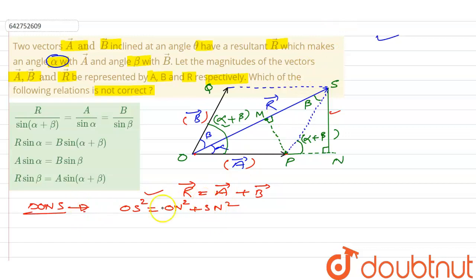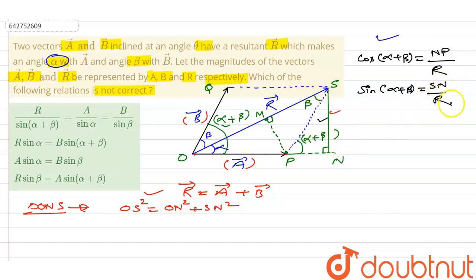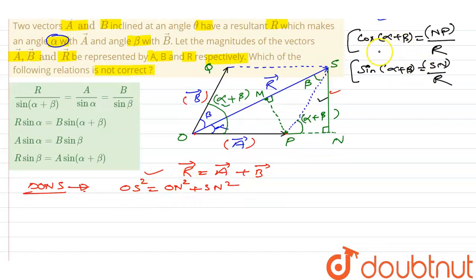After this, if we place the values, at first we will talk about cos alpha plus beta in this diagram. Cos alpha plus beta will be base upon hypotenuse. The base is NP, divided by the hypotenuse R. And sine alpha plus beta will be equal to SN divided by R. By these two expressions, we can find NP and SN.